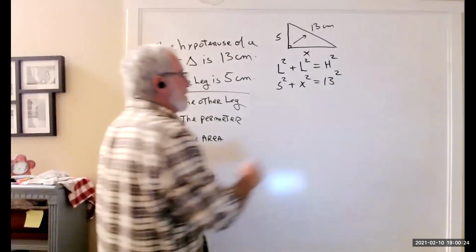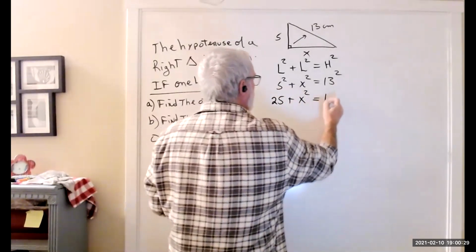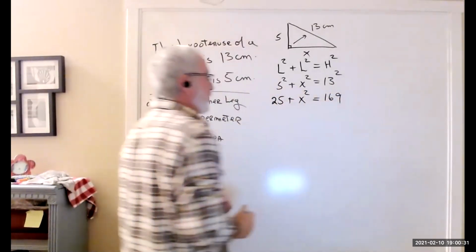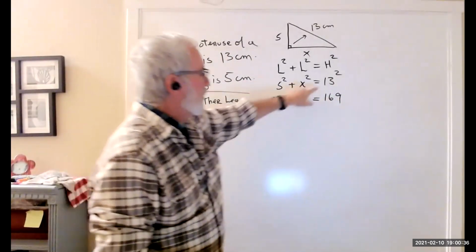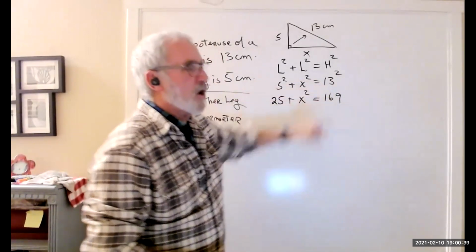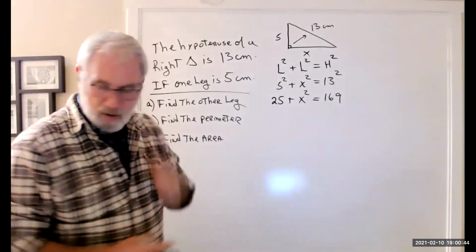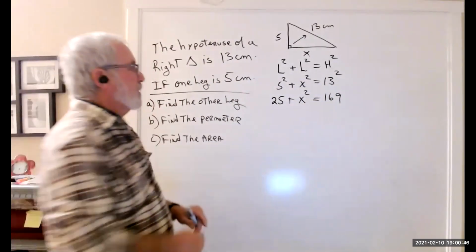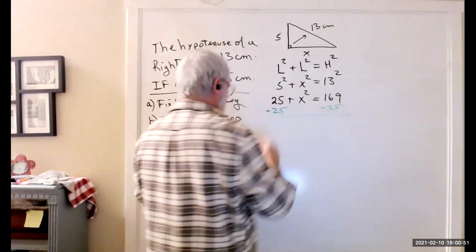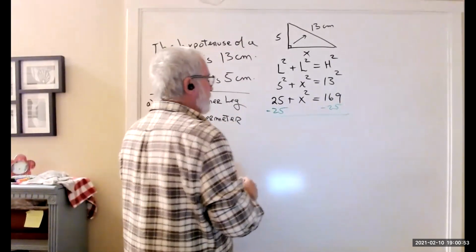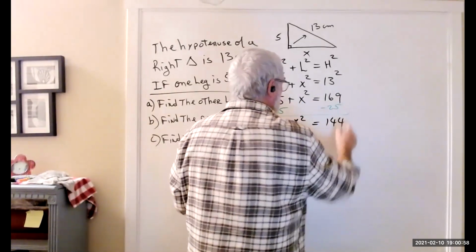Okay, this is 25 plus x squared equals 169. Use your calculator. 5 squared is 25, everybody should know that. But 13 times 13, that's not a common one. It is 169. Okay, we're going to subtract 25 from both sides, and we're going to get x squared equals, I believe that turns out to be 144.